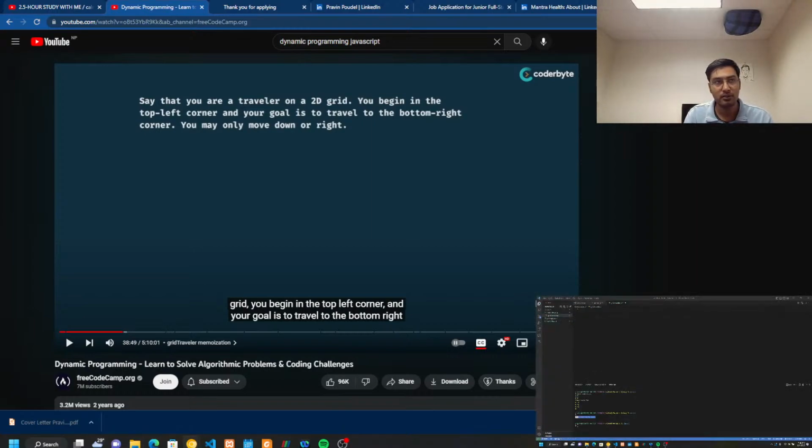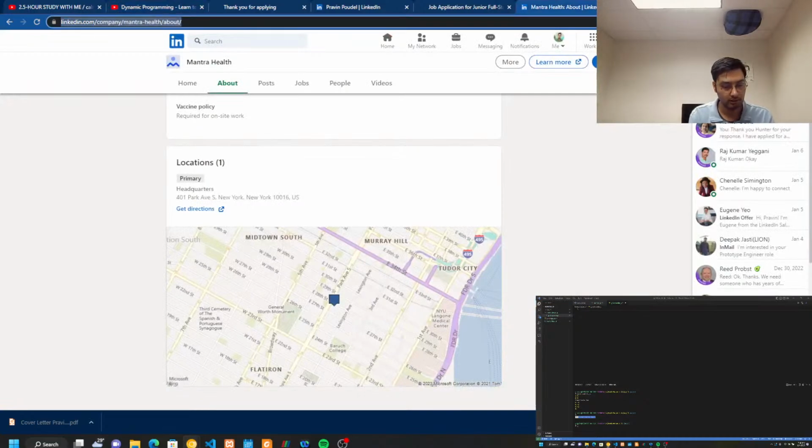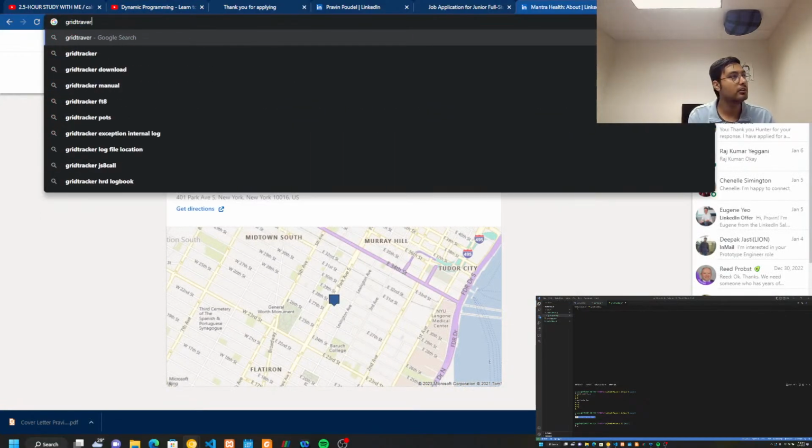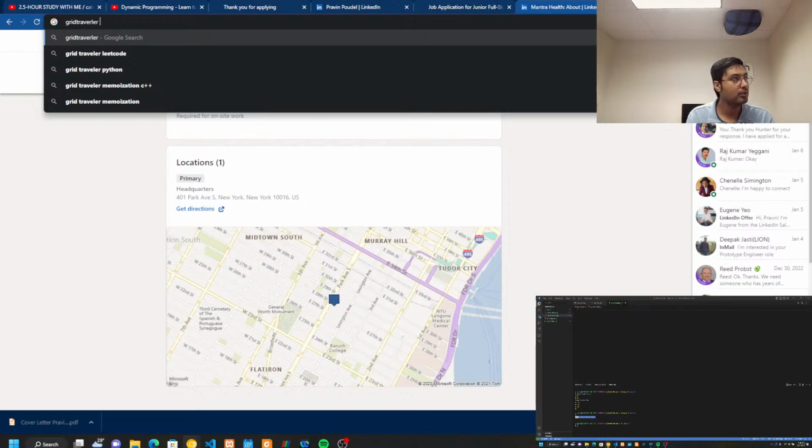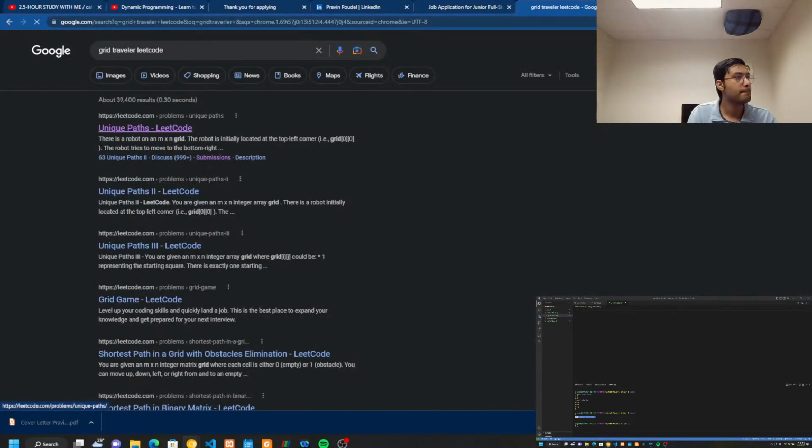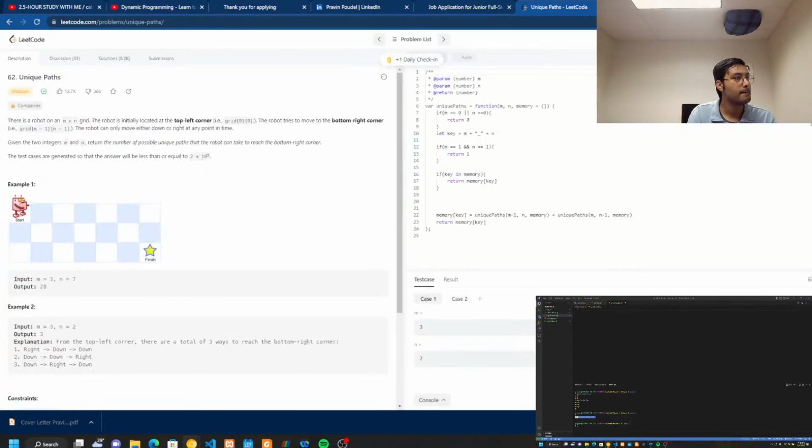Grid travel. This should be on LeetCode too. Oh, there is a robot on an M by N grid. The robot is in the top left corner.